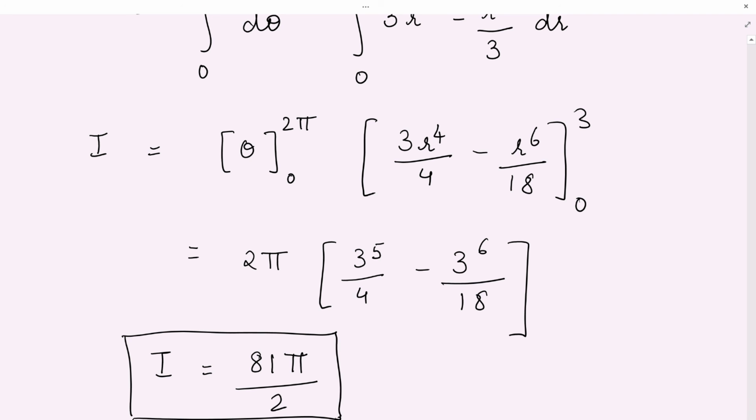Okay, so the logic is same. First you take your double integration, find the value of z, convert my triple integration into double integration, which will give you the answer.